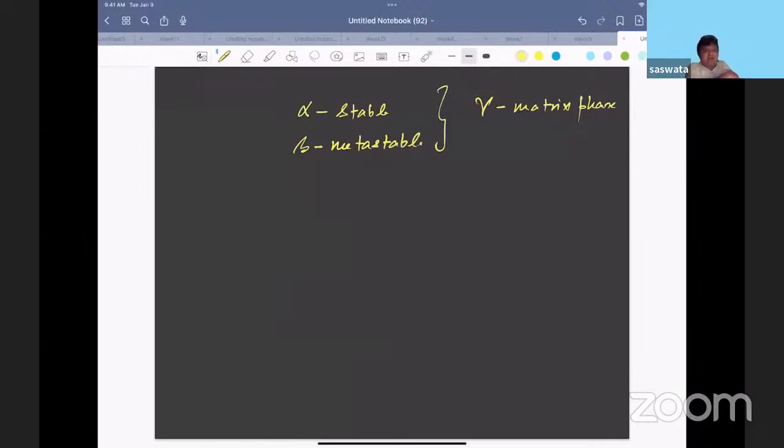Obviously, if it has a higher driving force, the higher driving force basically means Cr7C3 will form more readily than Cr23C6. Correct, sir. Yes. So the question is, there is a contradiction to this.